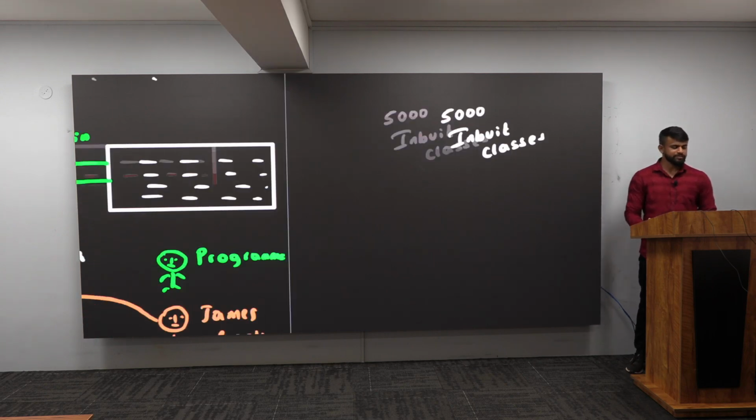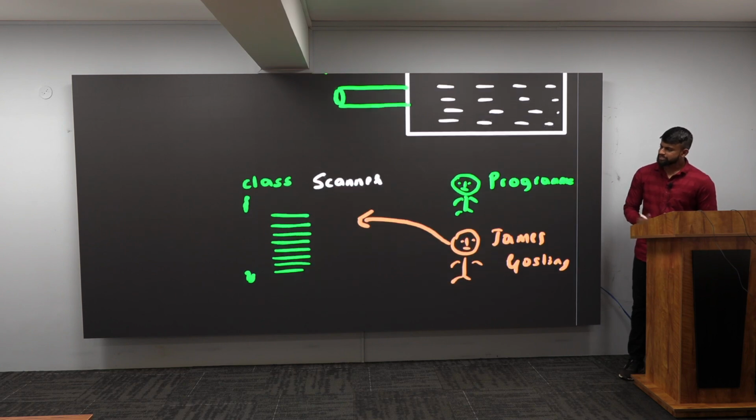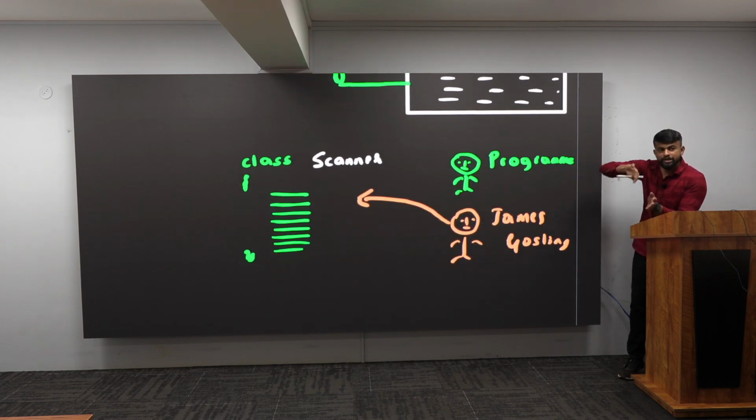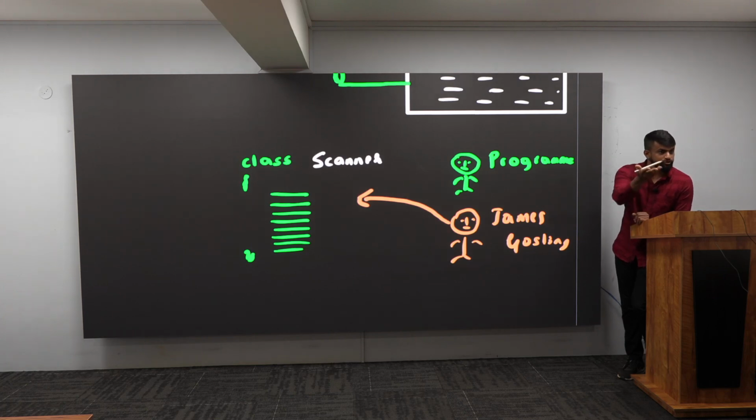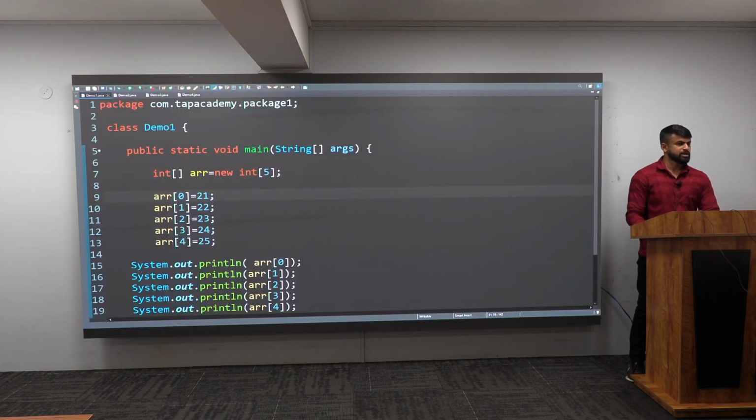Now you will ask me, sir, you are telling scanner is inbuilt, which is already present. I want to see it, sir. Where is it present? Because you are only telling, right? It is inbuilt. Buckle up and watch it. Let me get my Eclipse now. This is my Eclipse. Next what, sir?